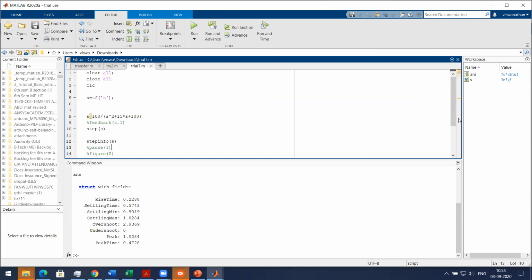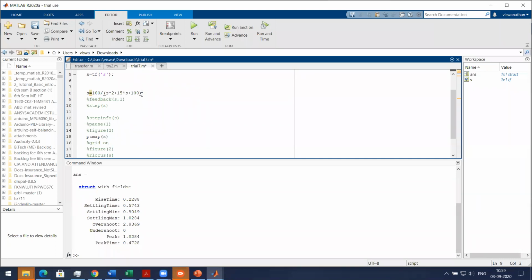So what are the other things that you can do with this? Suppose I want to know the damping ratio for this. G(s) is equal to 100 divided by s square plus 15s plus 100. I want to calculate the damping ratio, which we calculated as 0.75. So you use the pole zero map for that. See, I put a percentage symbol, meaning it's all commented. It's not taken into consideration by the MATLAB program. A percentage symbol before the code means it is commented.